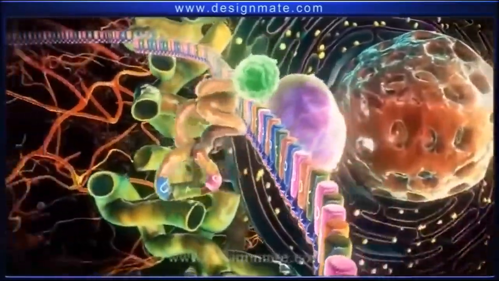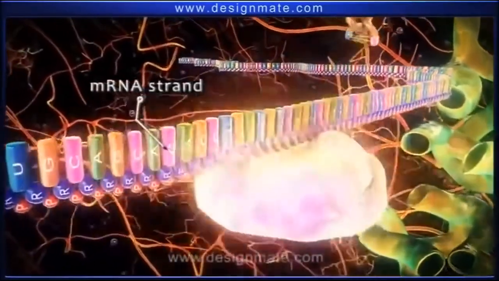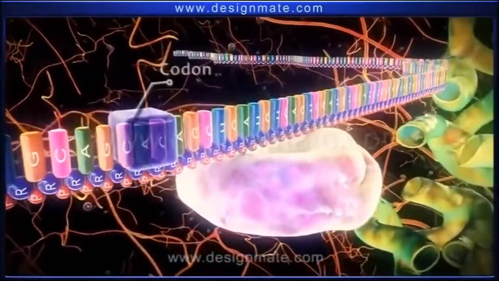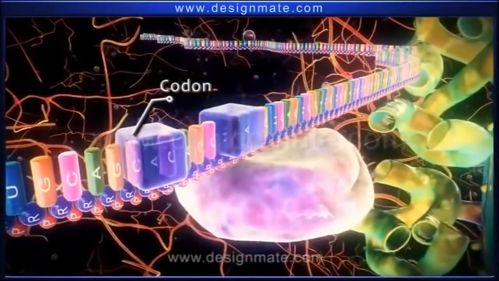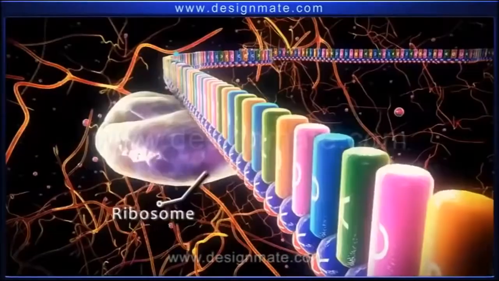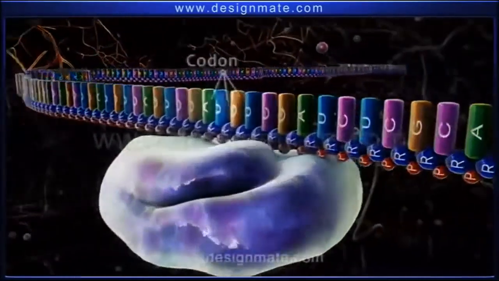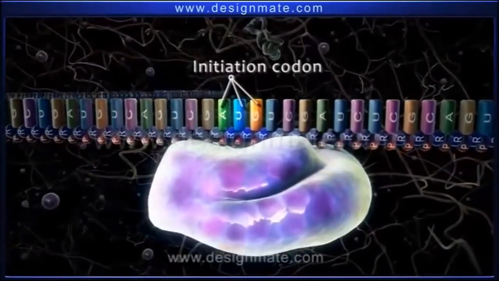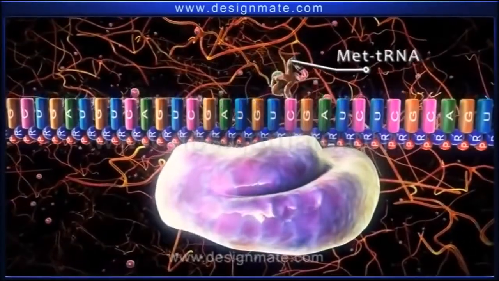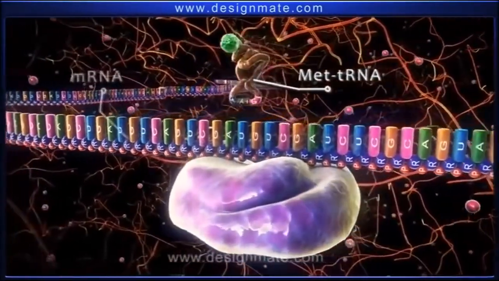During the initiation stage, a small subunit of a ribosome binds to the mRNA strand. The mRNA strand is made up of codons, which are sequences of 3 bases. Then the ribosome subunit moves along the mRNA in 5' to 3' direction until it recognizes the AUG codon, or the initiation codon. At this point, met-tRNA possessing the anticodon UAC pairs up with the AUG codon of the mRNA.